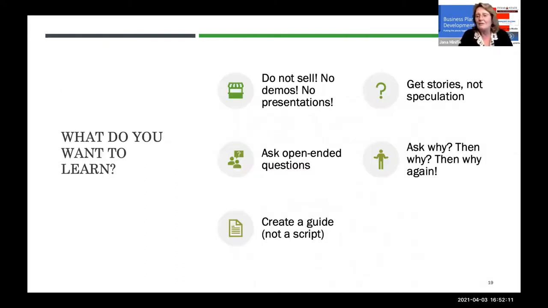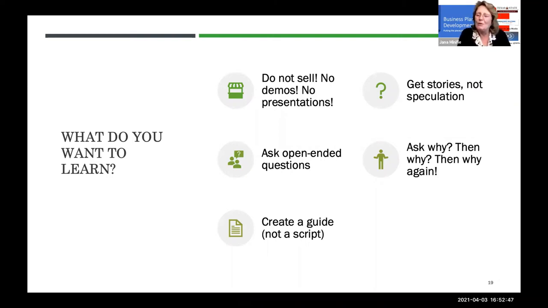We do not sell. When you go out and you're doing your hypotheses, you are not out there to sell your product, your baby. You're there to listen about their problems and their solutions. You want to ask open-ended questions because you want to have a discussion. You want to have a conversation with people. And you're going to create a script. It is not a guide. It is not a survey. It's just to help you get those questions started. Because again, we're trying to have a conversation with them to really learn and listen from them.